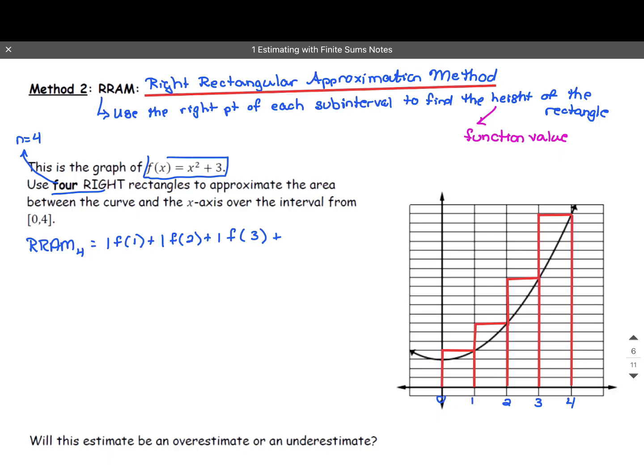That change from 3 to 4 is 1, so the base is 1. And we're going to use 4 in the function to find the height of the rectangle. Awesome. So again, 1 times anything is the anything, so I don't need to worry about it. We're plugging these numbers into the function x squared plus 3.